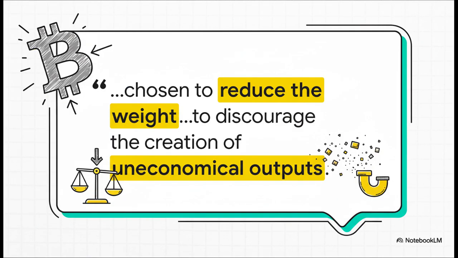And make no mistake, this wasn't an accident. This design was completely intentional. The whole point of these factors was to make spending a UTXO, which is just a fancy term for a spendable chunk of Bitcoin, cheaper. And why do that? To discourage people from creating what are called uneconomical outputs. You can just think of those as tiny, little inefficient fragments of Bitcoin. Kind of like digital dust that can clog up the whole system if you're not careful.